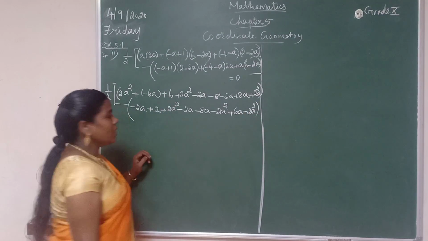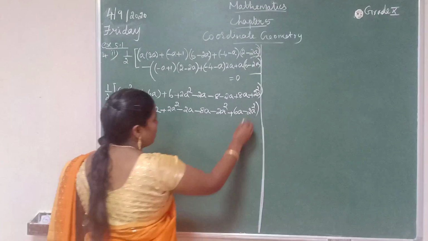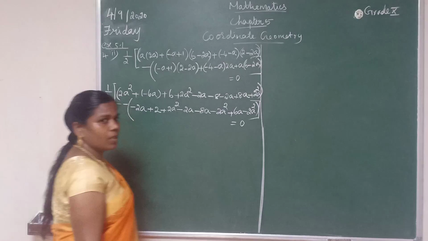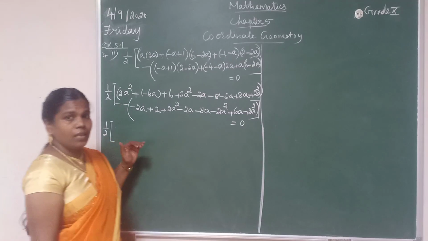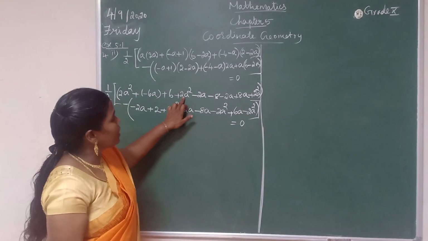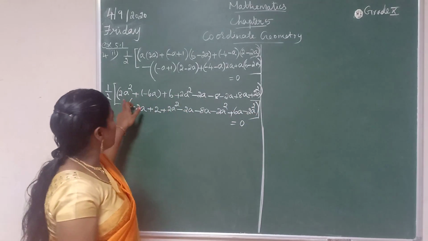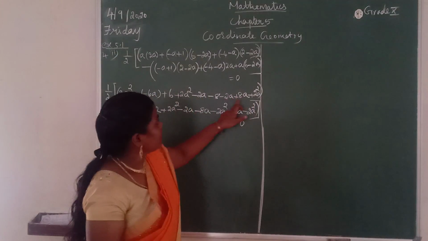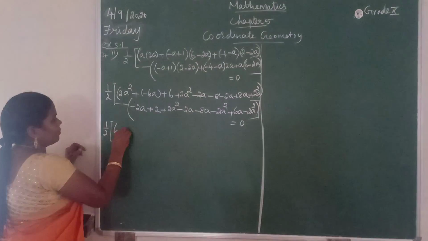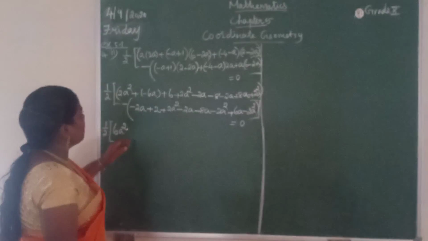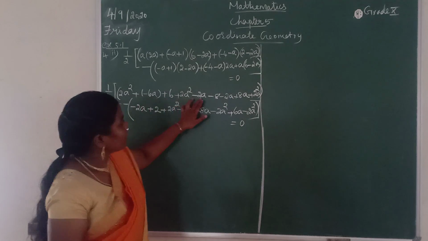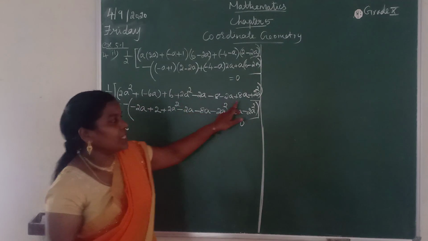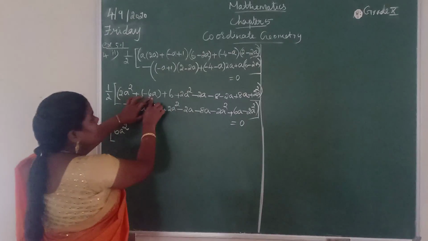Close the bracket. Given the points are collinear, so we can use equal to 0. Let's simplify 1 by 2 into, let's see the a square term, that is 2a square and 2a square, 2a square, 2a square, that is 6a square. And the a term, let us see the a term, that is minus 6a minus 2a, that is 8a, 8a plus 8a, minus 6a minus 2a, that is minus 8a.